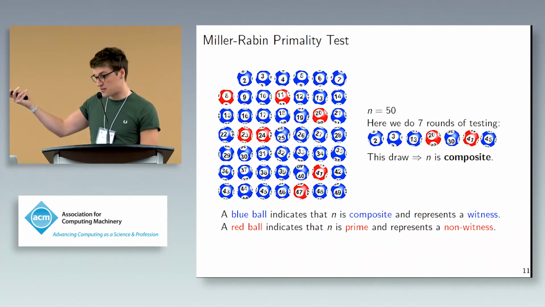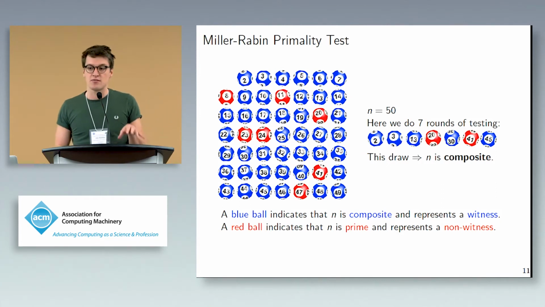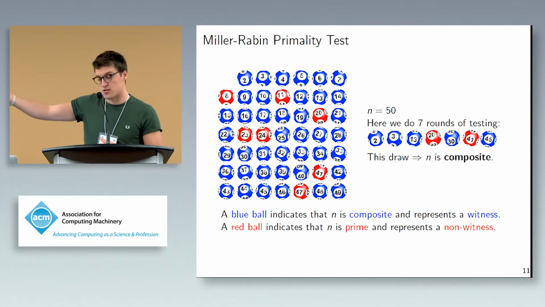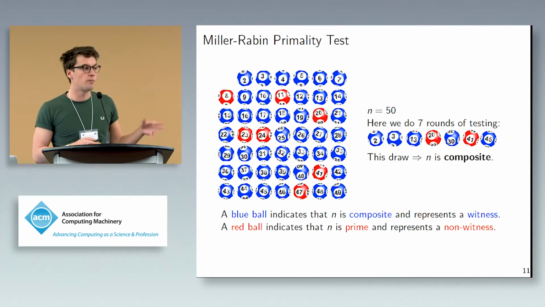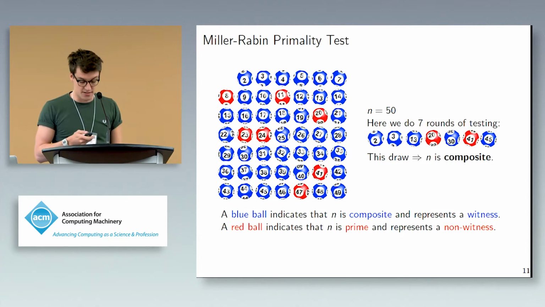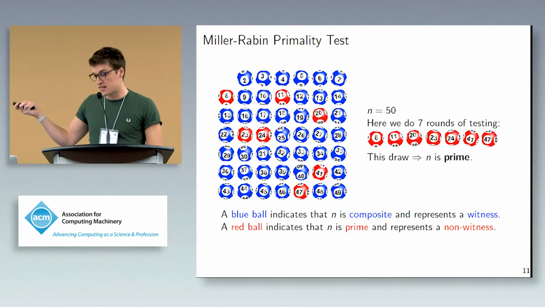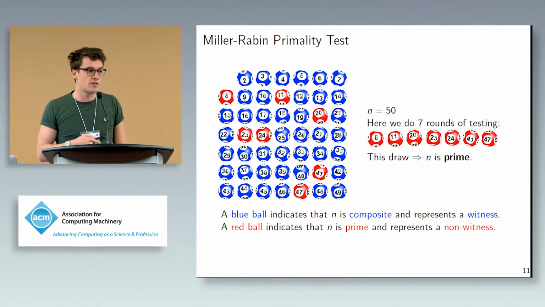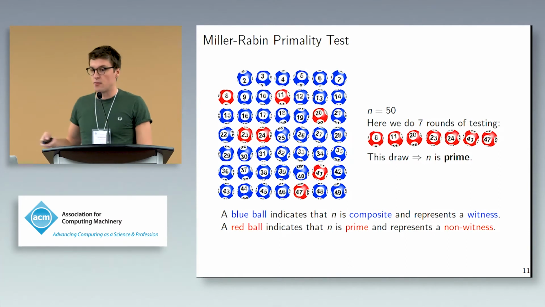Here we're testing n equals 50. If we were to do 7 rounds of Miller-Rabin, our draw might look something like this on the right. If we have at least one blue ball, then we say that this n is composite, and in this case, we correctly declared so. If our draw looks something like this, we happen to get unlucky and picked all red balls, then we would incorrectly classify this number as prime. So this is the sort of scenario that we're looking to find.